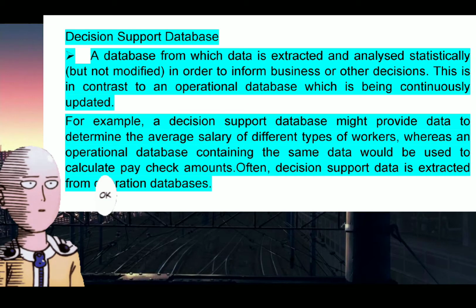Decision support database. A database from which data is extracted and analyzed statistically but not modified in order to inform business or other decisions. This is in contrast to an operational database which is being continuously updated. For example, a decision support database might provide data to determine the average salary of different types of workers, whereas an operational database containing the same data would be used to calculate paycheck amounts. Often, decision support data is extracted from operational databases.